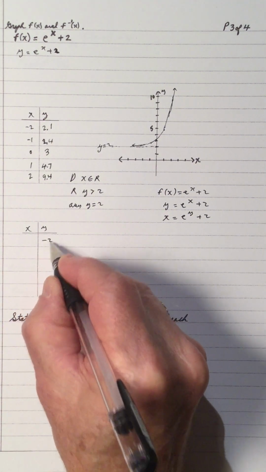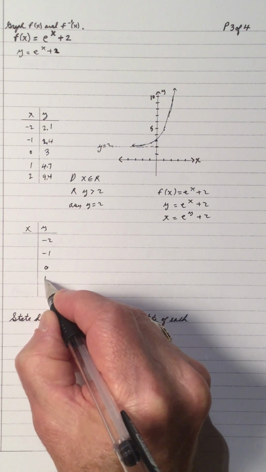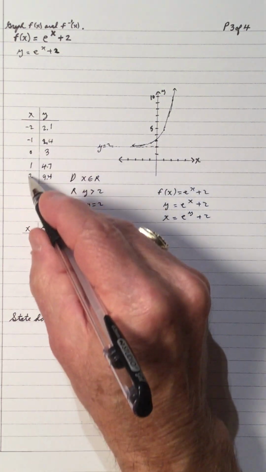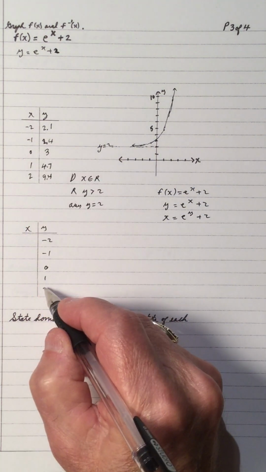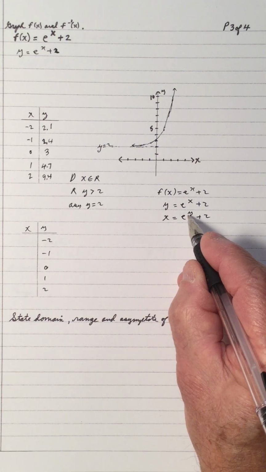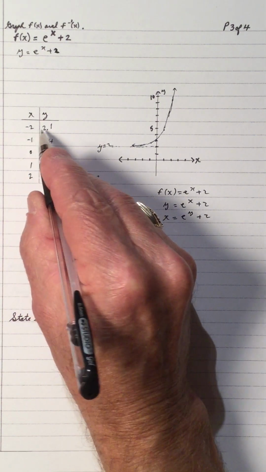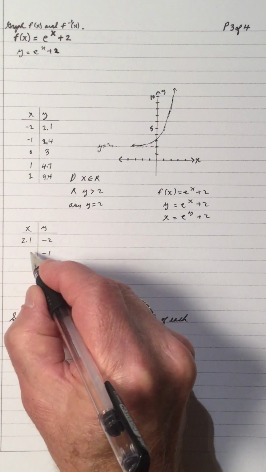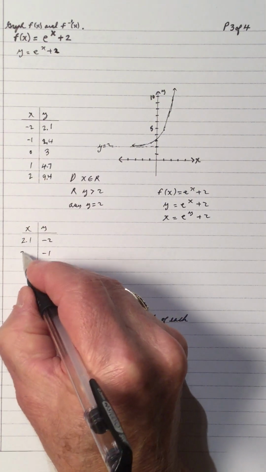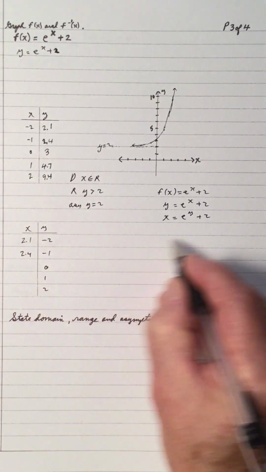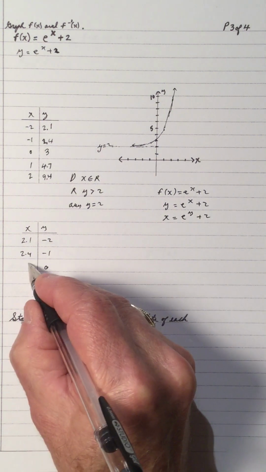So y is -2, -1, 0, 1, 2. Or what we're doing is changing these, put them over here. So if I put a -2 in here, that's just going to give me the same as this one. So that's going to be a 2.1. Put a -1 in, I'm going to get 2.4. Put 0 in here, and I get a 3.